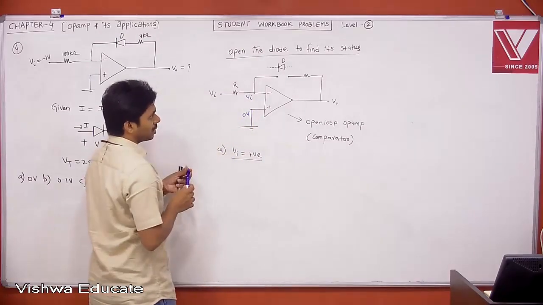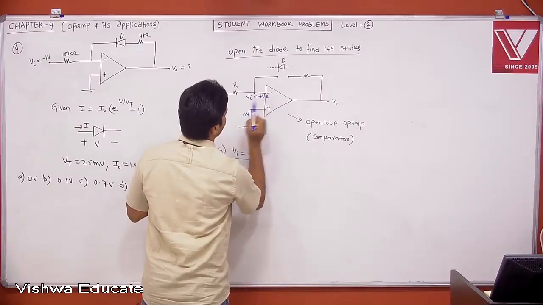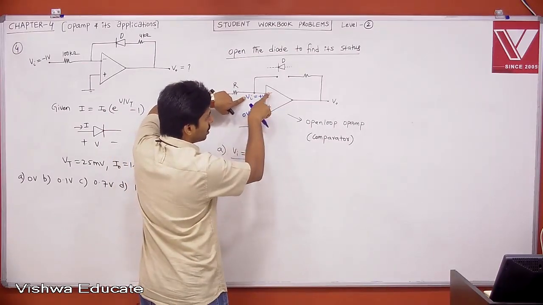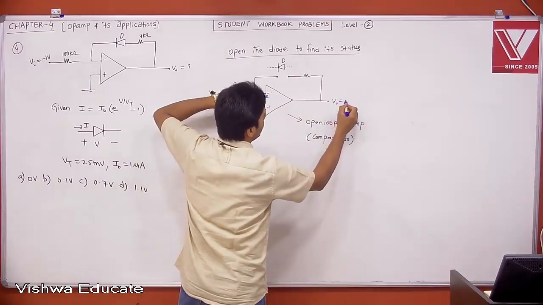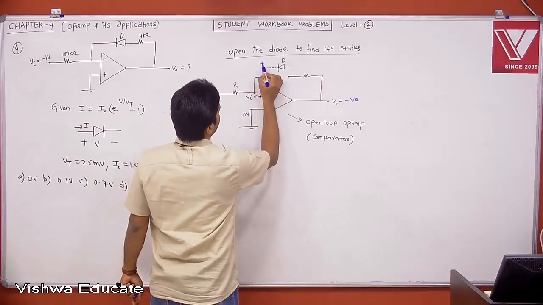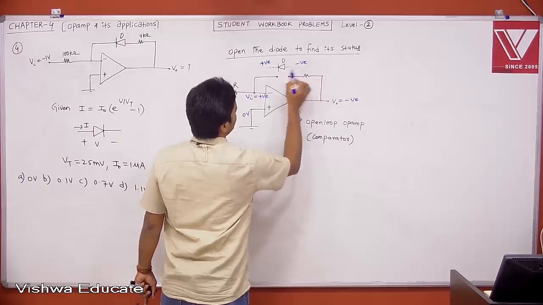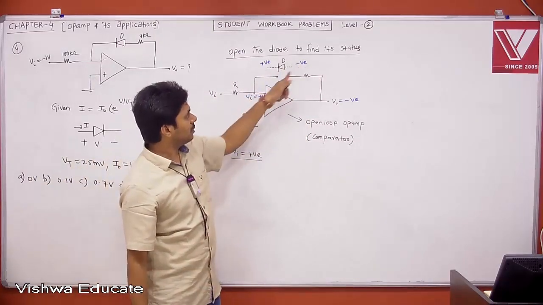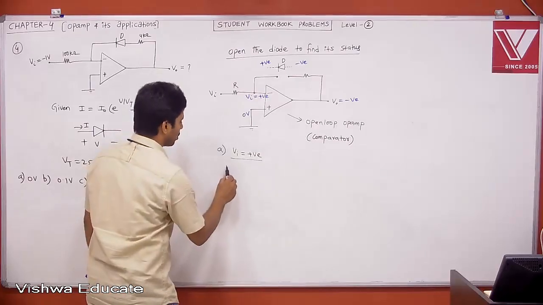Therefore tell me, when Vi is positive, which is more? This is 0, this is positive. The inverting terminal is more positive. When minus is more, your output will be minus Vsat or minus Vcc. Let us say negative. Now tell me, this is positive and this is negative. Tell me the status of the PN junction diode. Your P is connected to negative, N is connected to positive. Therefore the diode is in reverse bias. Your diode is off.